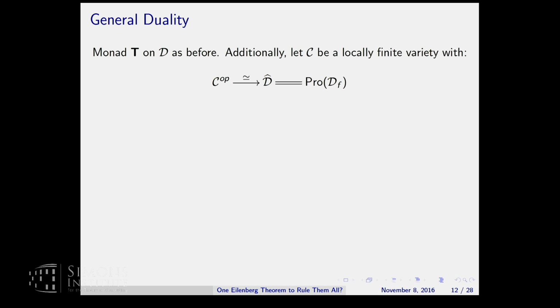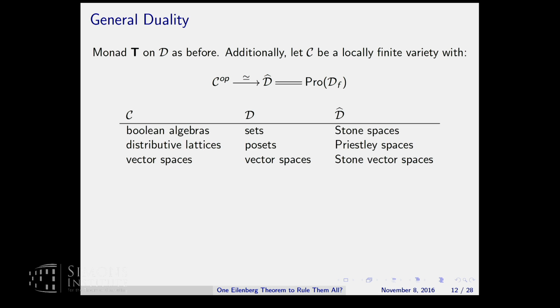Okay, let's look at this. So we have our monad on D as before, and now we need some more. We need another locally finite variety, so that's another assumption that we have to make, such that the finite algebras in C are dually equivalent to the finite algebras in D, and then this follows. So if you take the pro-completion of the finite algebras in D, this D hat becomes dually equivalent to C. So that's kind of what we need.